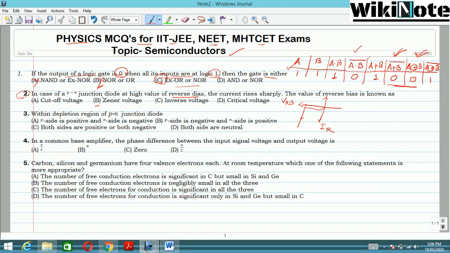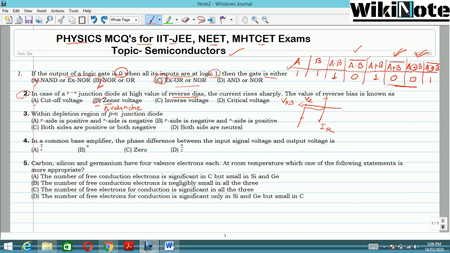at this point. One is called Zener breakdown, and the other, which is not mentioned here, is avalanche breakdown. Out of these, the Zener voltage is mentioned over here. This voltage is called the Zener voltage. And what is the significance of this voltage? The voltage across the diode will remain constant at this point when it is operated in reverse bias condition.